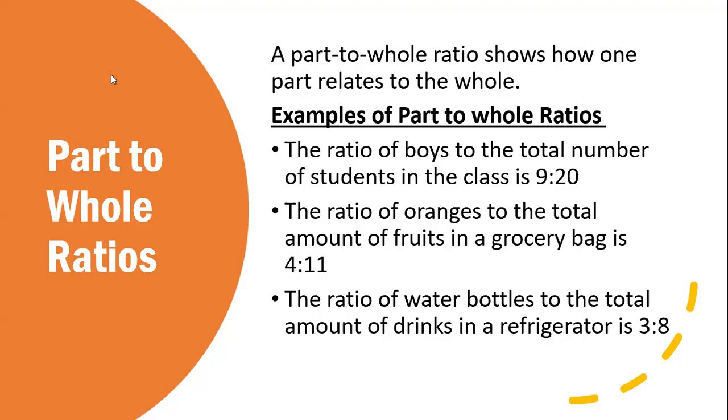Ethan A, are you there? It's hard to pronounce your last name. But Ethan A, are you there? Yes, sir. Okay, good. Can you tell me the difference between part to part and part to whole? Part to part is like two different small sets. And part to whole is like a set and the entirety of the sets. Very good. So you have the smaller set with the bigger set. Good. Very good.